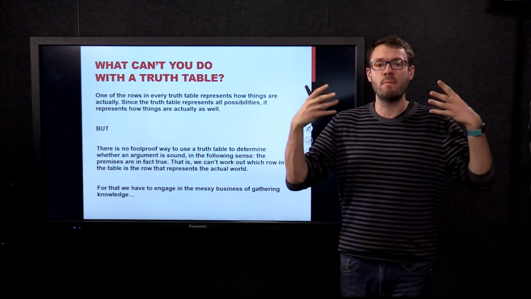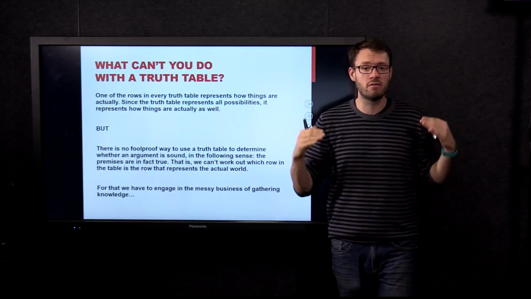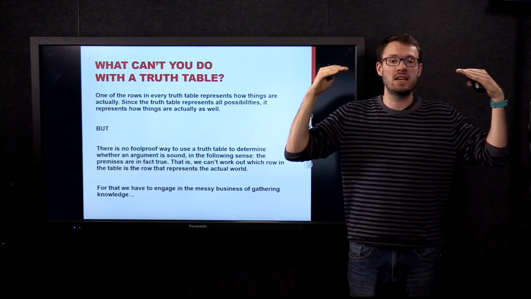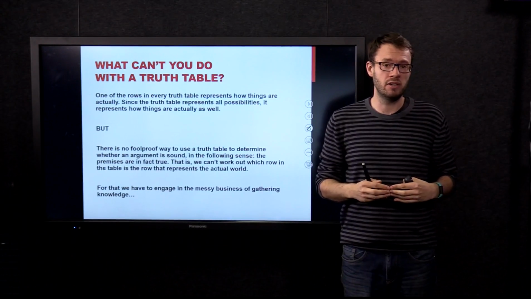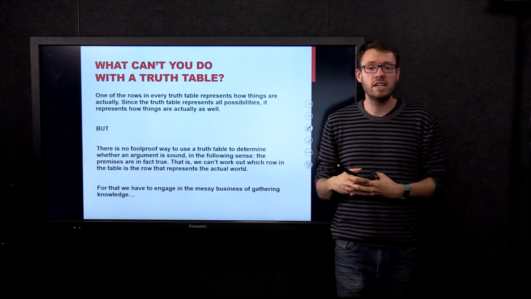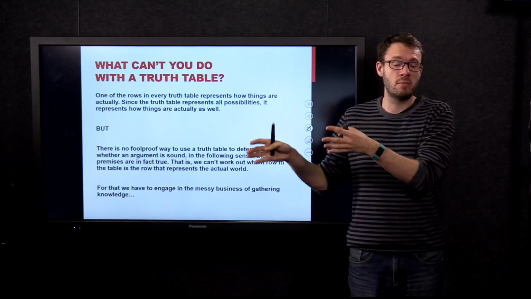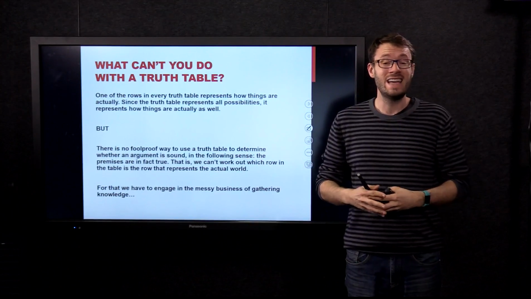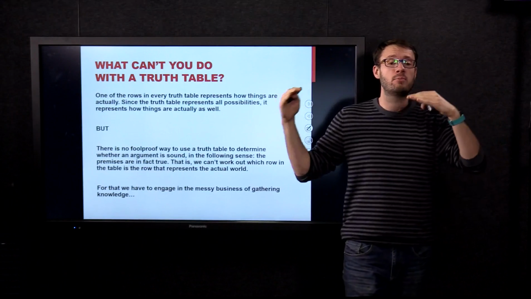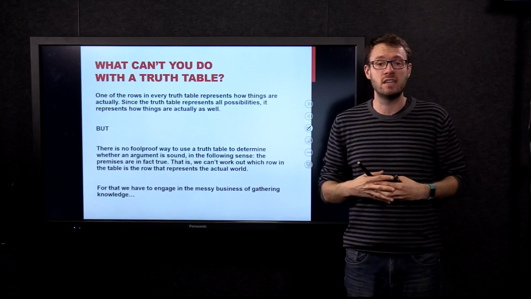The trouble is that from the truth table information alone, we can't work out which one of those rows represents the actual world and thus represents the situation that we live in. In order to work out whether or not an argument is sound, however, we need to not just know whether the argument is valid, we also need that further information about whether or not the premises are true. Which is to say, we need to know which of those rows in the truth table represents the actual world. But the truth table, for the most part, isn't going to give you that information.